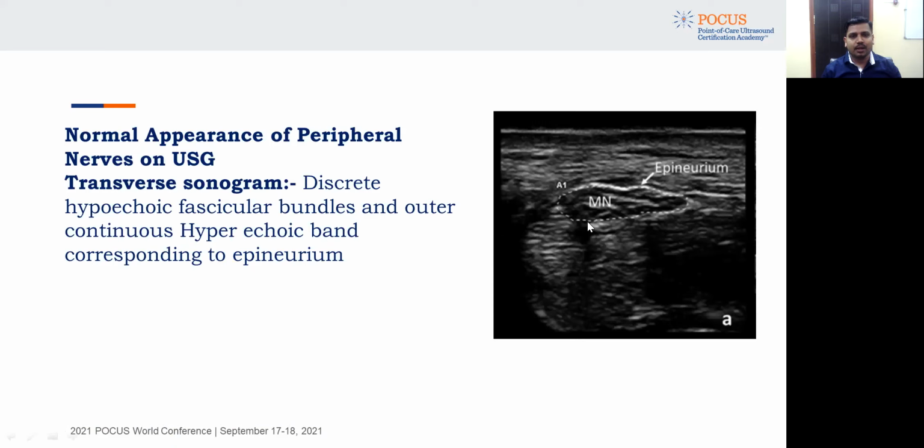On transverse sonogram, again the epineurium will be seen as a curvilinear, continuous echogenic line at the periphery, and at the center we can see multiple hypoechoic dot-like structures representing the nerve fascicles, surrounded by echogenic structures representing the perineurium.